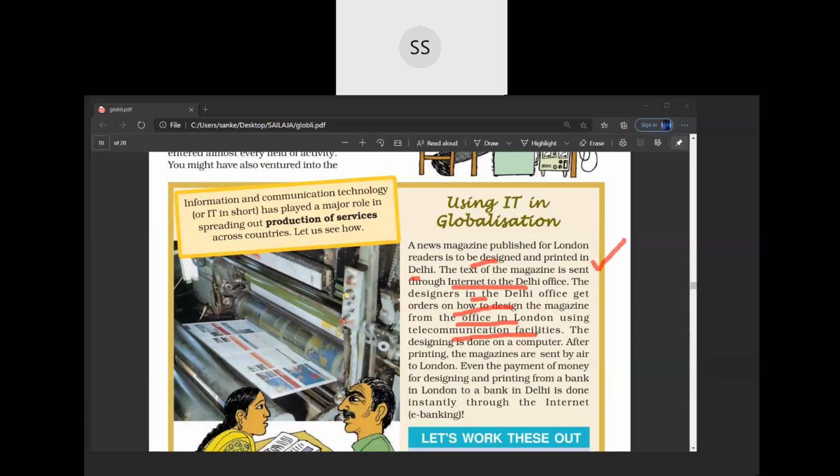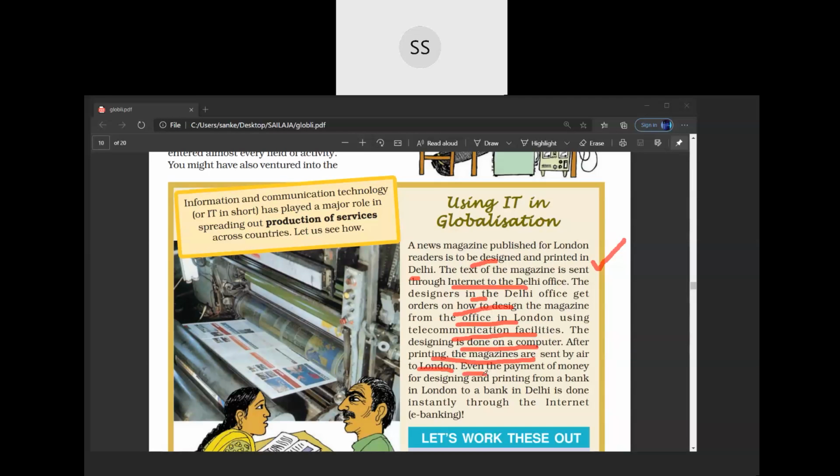So that also they will get the messages to the telecommunication. Then the designing is done on a computer in Delhi. After designing, again for every design, the approval is taken from the office in London. After designing and finalizing, printing of the magazines is done in Delhi, and then it is sent by air to London so that it can reach very fast.